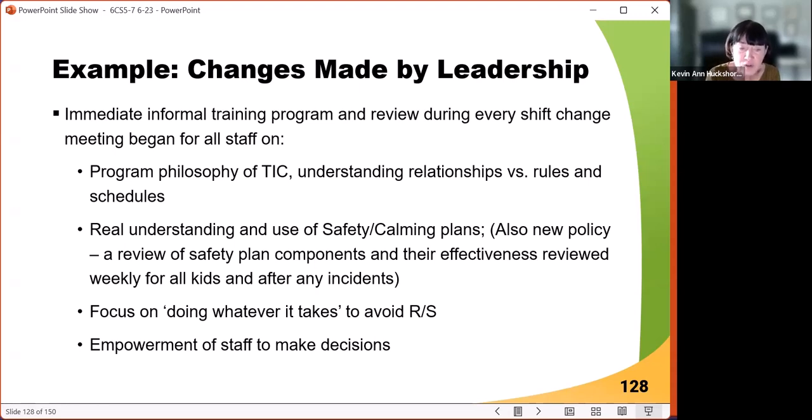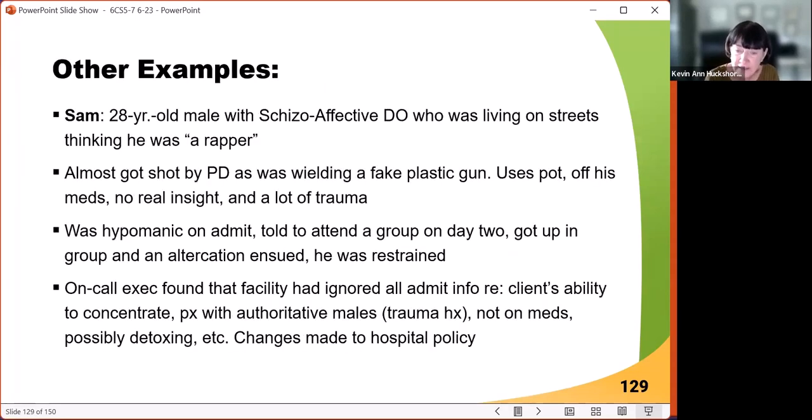For staff to focus on doing whatever it takes to avoid restraint or seclusion, and empowering staff to make decisions, with the understanding that they're going to make poor decisions sometimes, and we're not going to punish anybody. We're going to talk about it.